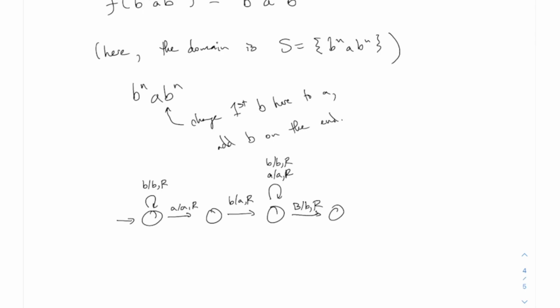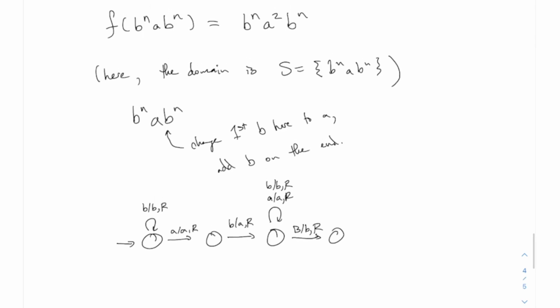Yes? Wouldn't you need to check that there's the same amount of b's on both sides? This is a good idea. Is it necessary to check that there's the same number of b's before and after? I think it is not necessary in this case because of the domain. That means the string you're given is already guaranteed to have this format: b to the n followed by a followed by b to the n again. So it's not our job to verify that the input is valid. You could additionally do that, but that's not what we're trying to do here.